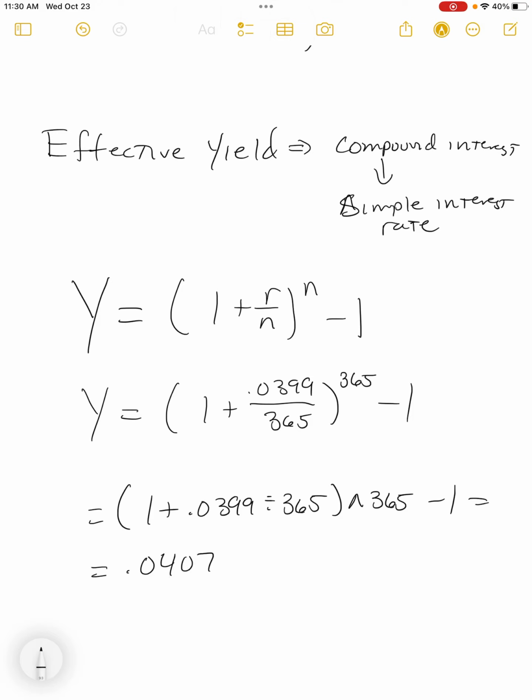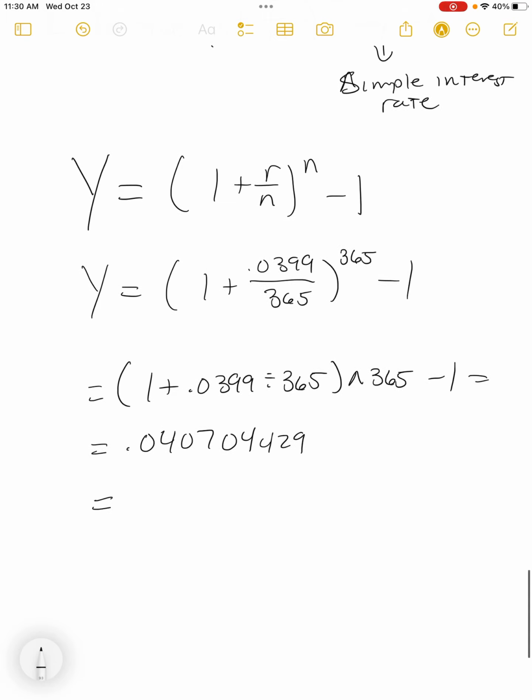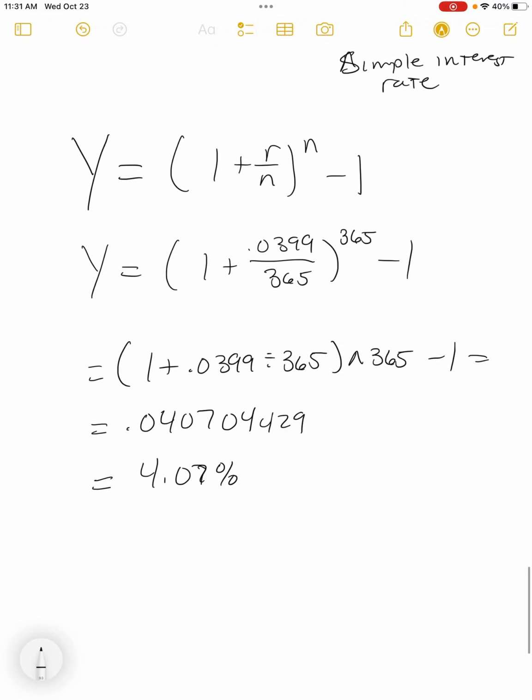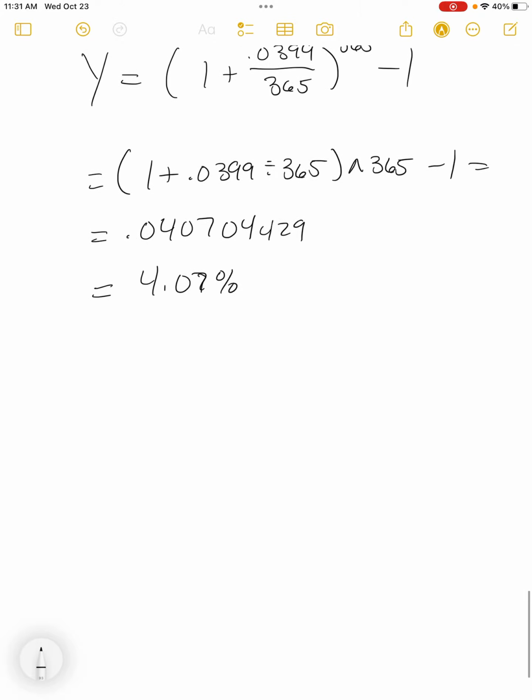0.040704429. So the effective yield is 4.07%. So interesting, right? It was 3.99, but I'm really getting 4.07% every year if it was converted over to simple interest. And so you're going to have problems just like that.